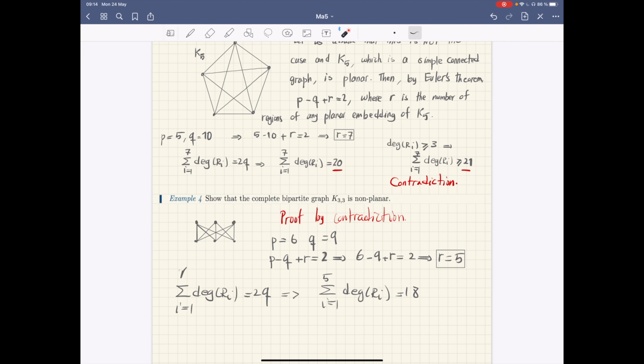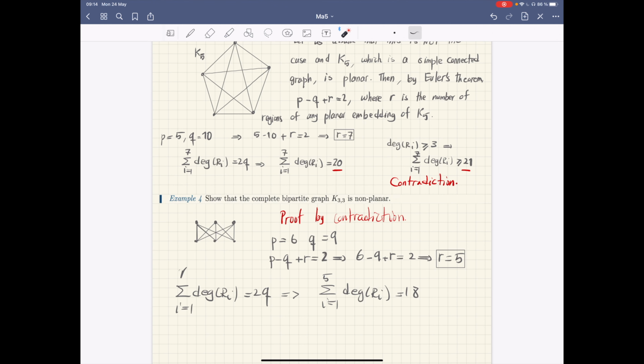Yeah, it is at least 4 in this case. Do you agree? In this case, the degree is at least 4, because if you want to have a region with degree 3, it means that you should have a triangle somewhere in this. There are no triangles here, because triangles means that you should have an edge here horizontally, but you don't have any edge horizontally by the definition of K sub 3,3. Is that understandable? Okay, so that's exactly the case.